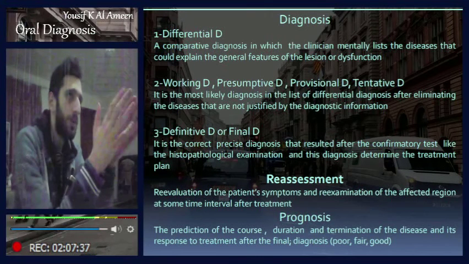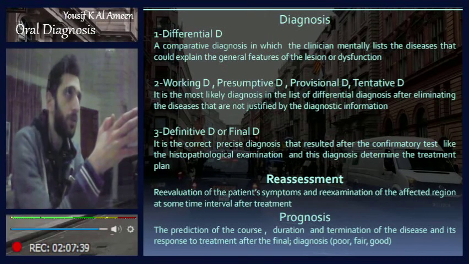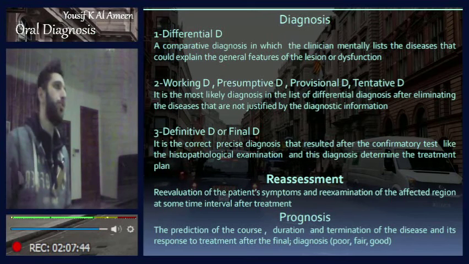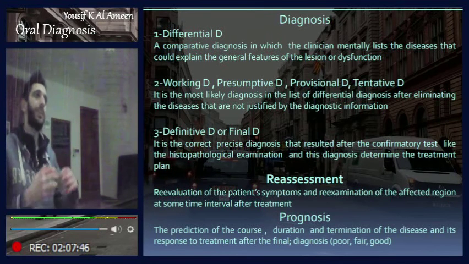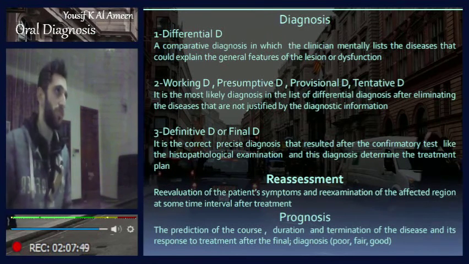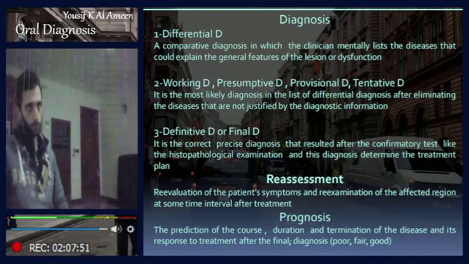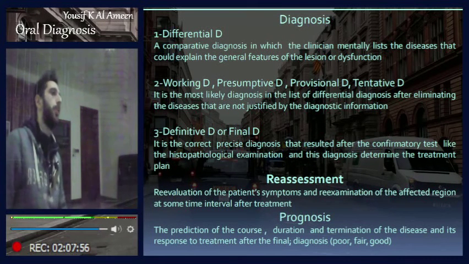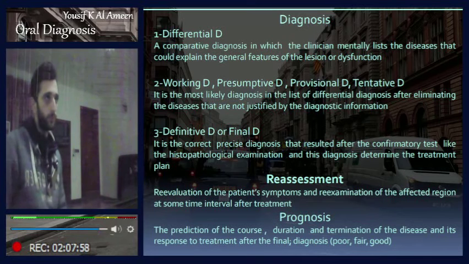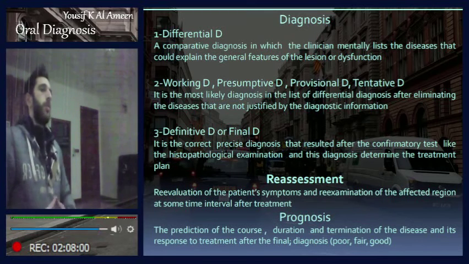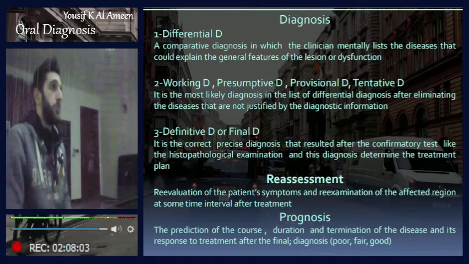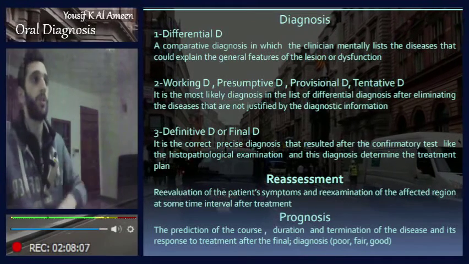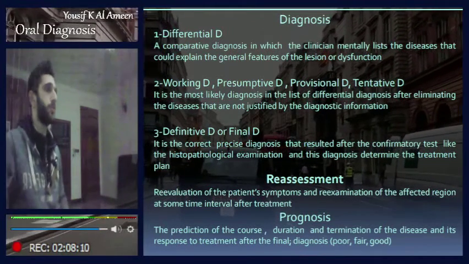Differential diagnosis is a comparative diagnosis in which the clinician mentally lists the diseases that could explain the general features of regional dysfunction. Working diagnosis, also called presumptive, provisional, or tentative, is the most likely diagnosis in the list of differential diagnoses after eliminating the diseases that are not justified by the diagnostic information.